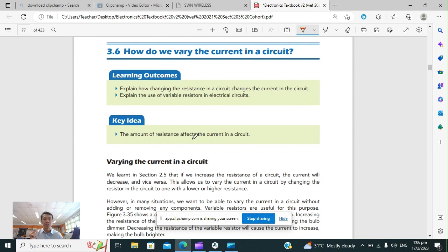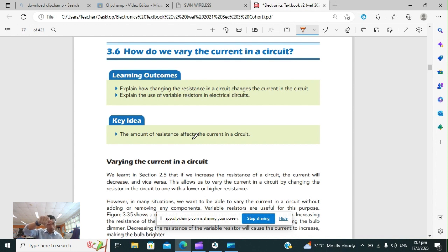Okay, so how do we vary the current in a circuit? So the quickest and easiest way is, of course, to use a variable resistor. Of course, what you can do is, in our lab, pluck out one resistor from the breadboard and exchange it with another resistor, but that's going to be so painful every time you want to change the current, right? So in comes the variable resistor.